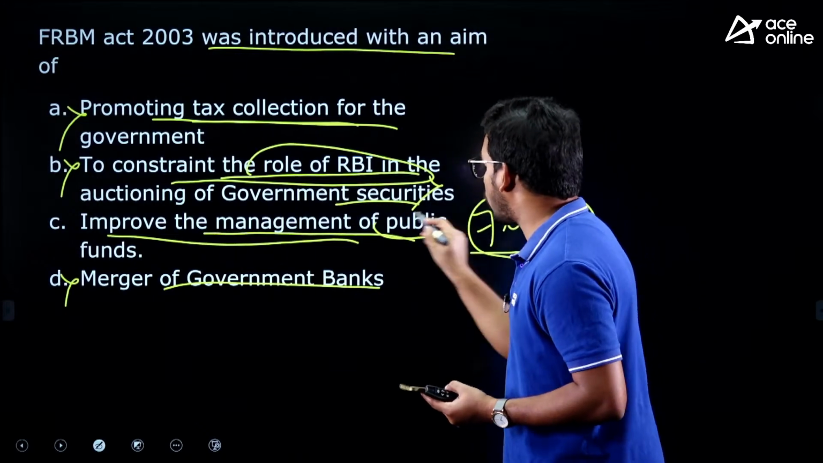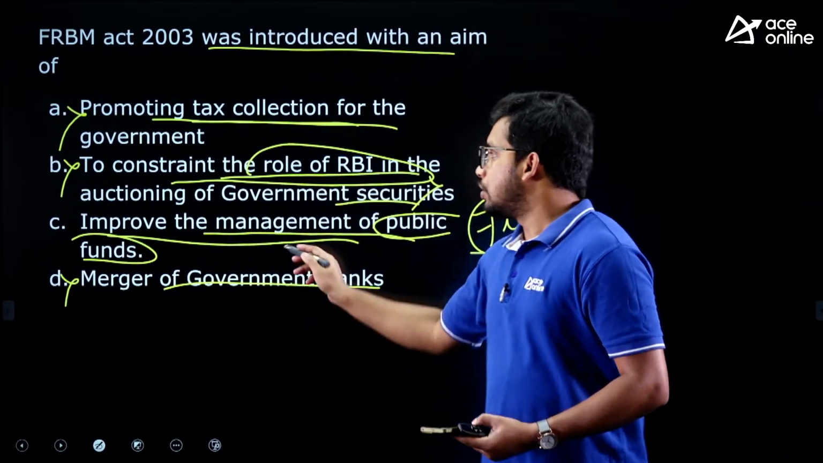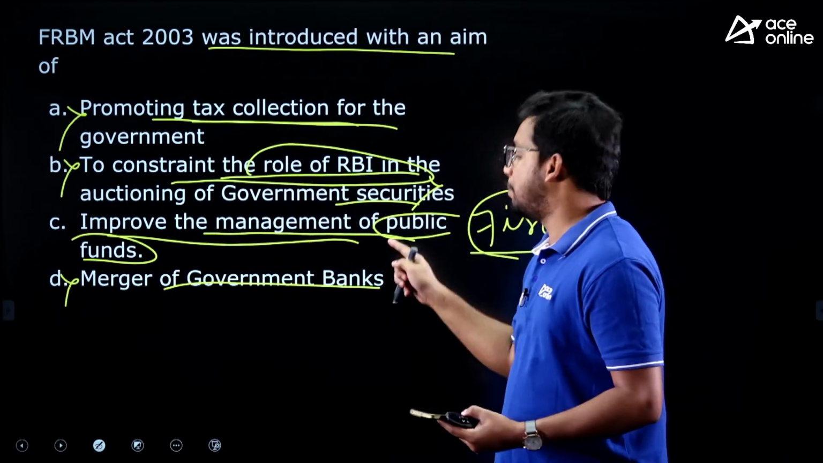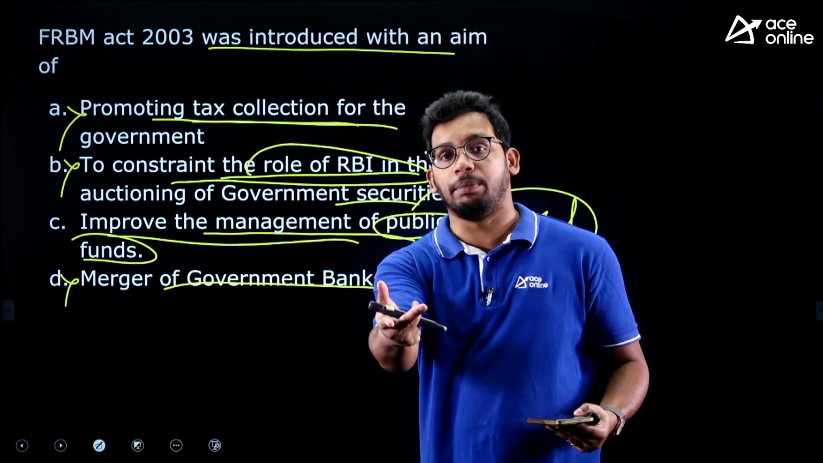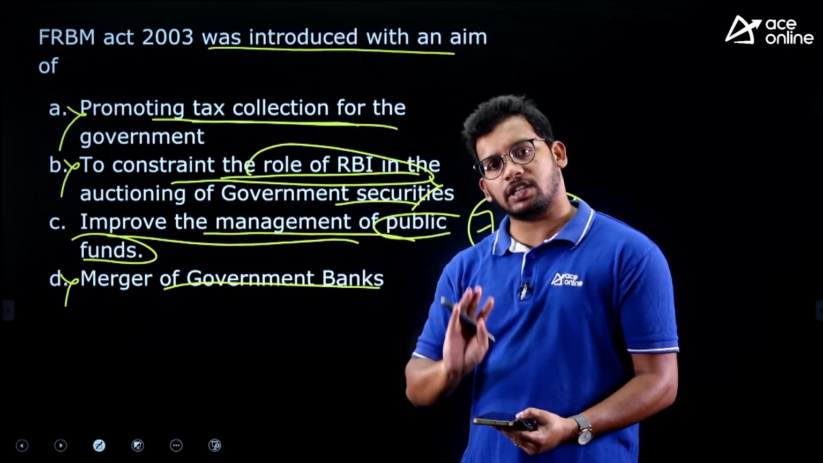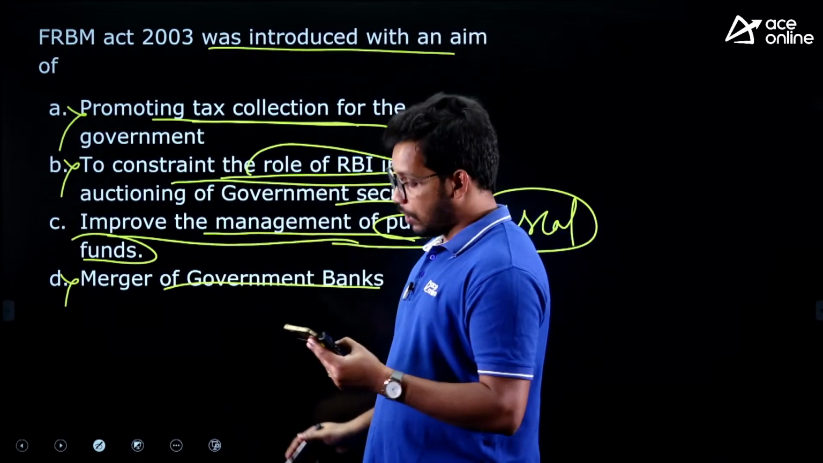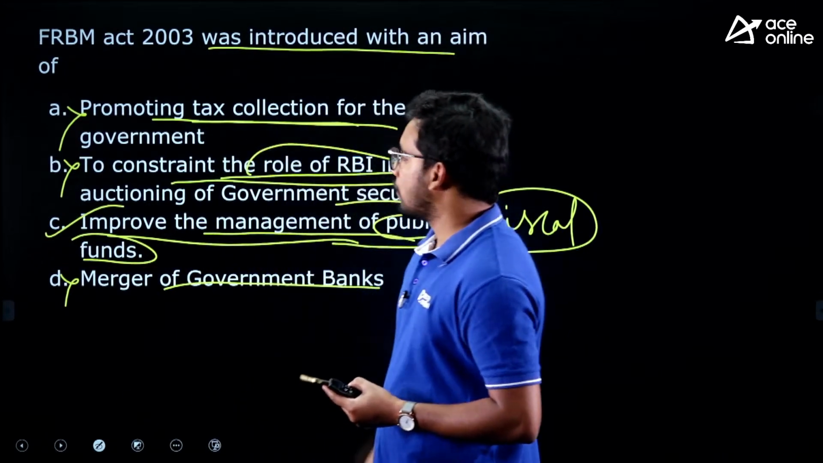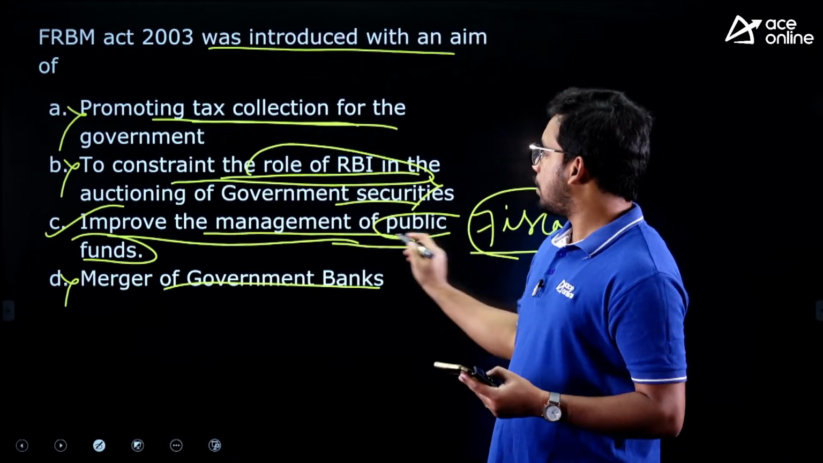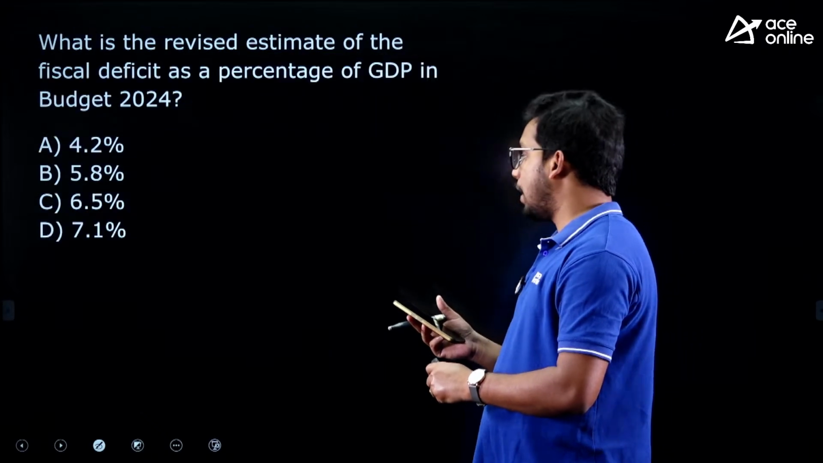Public funds means what? That means government funds itself. So fiscal responsibility, budget management is to manage the public funds properly. Government should not give freebies or vastly increase expenditures. They should optimally create infrastructure, collect the proper taxes. All these things should be properly managed. So answer is C. Most of you haven't answered. Here public funds means government funds, right? So that is the aim of FRBM Act.